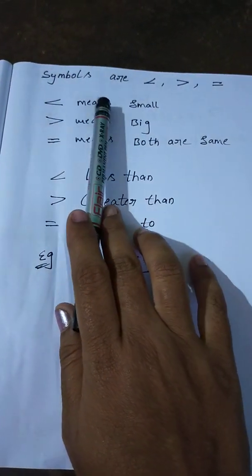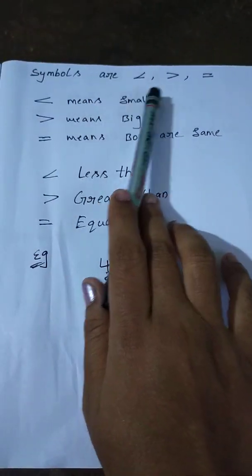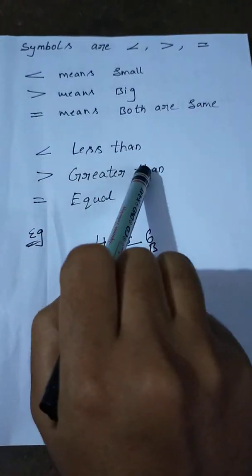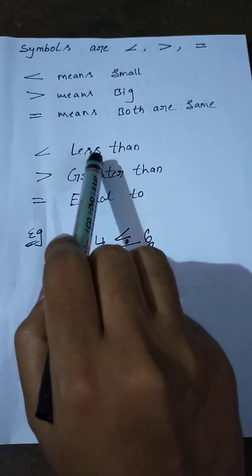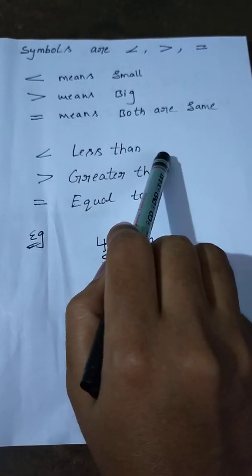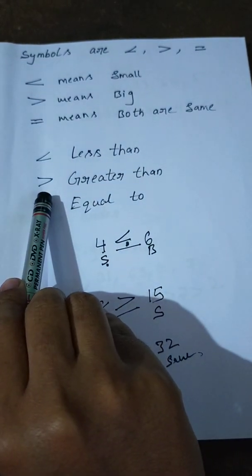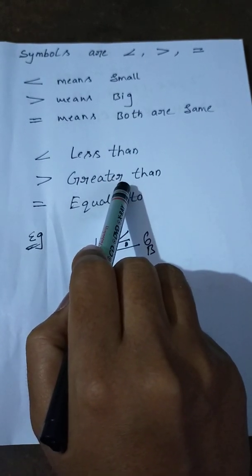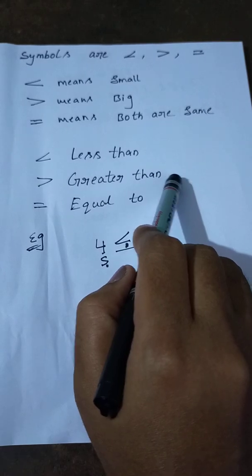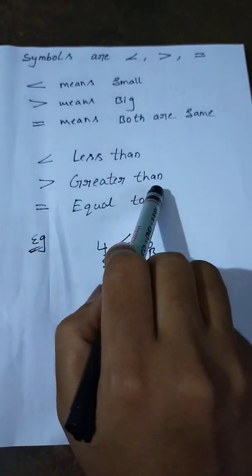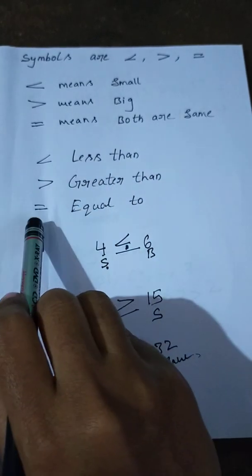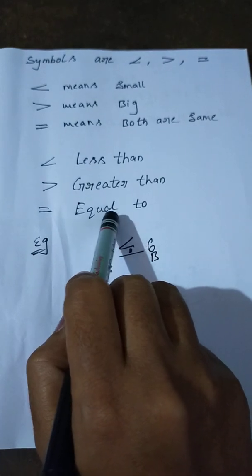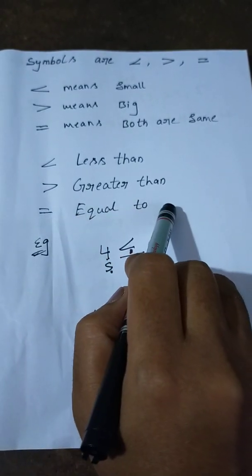So today I will explain symbols. Symbols are less than, greater than, or equal to. It is called less than. L-E-S-S, less. T-H-A-N, than. Less than. This is called greater than. G-R-E-A-T-E-R, greater. T-H-A-N, than. Greater than. Next, this symbol is called equal to. E-Q-U-A-L, equal. T-O, to. Equal to.